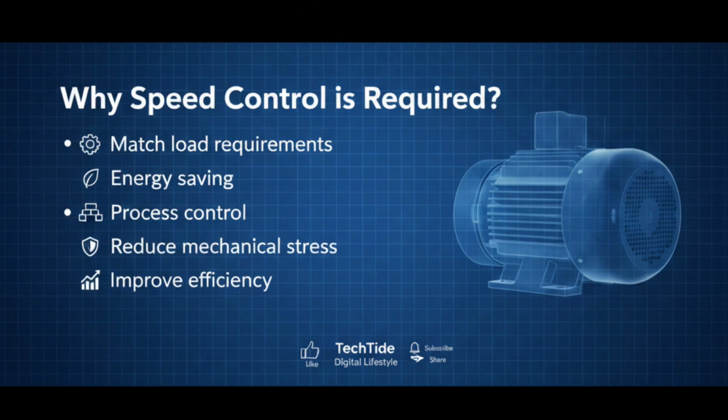First, let us understand why speed control is required. In many industrial processes, the load does not always need to run at full speed. Sometimes lower speed is sufficient, which saves electrical energy and reduces wear and tear on mechanical parts. Speed control also allows smooth starting and stopping, better process accuracy, and improved overall efficiency of the system. Therefore, modern installations almost always use some form of speed control rather than running motors directly at constant speed.